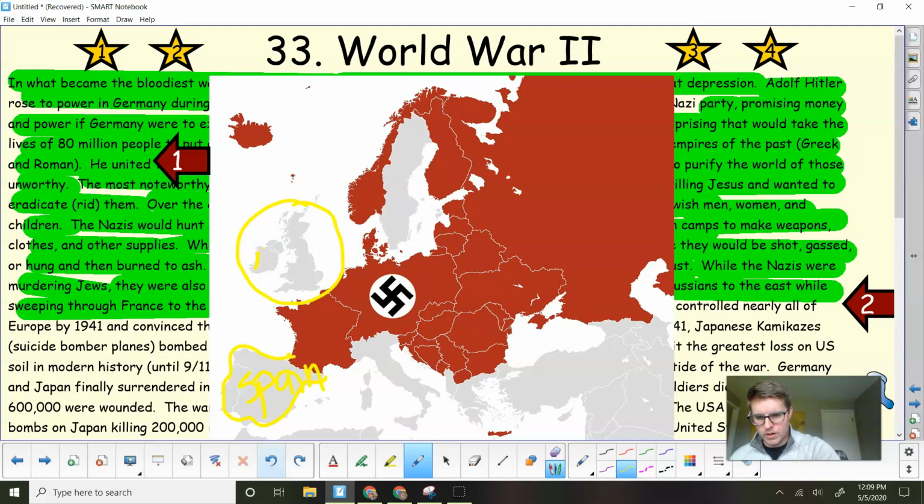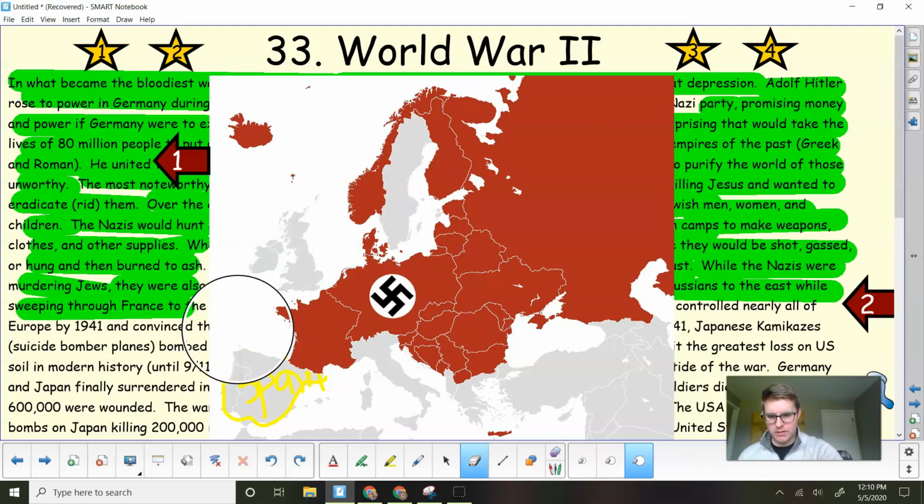But right here, this is Britain. This island is known as Great Britain, and that includes Scotland, England, and Wales. So the British were the only ones that were able to stand up to the Nazis. They're the only ones that the Nazis didn't take over pretty much in Europe. All right, so Britain was the last hope of a Nazi-free Europe.